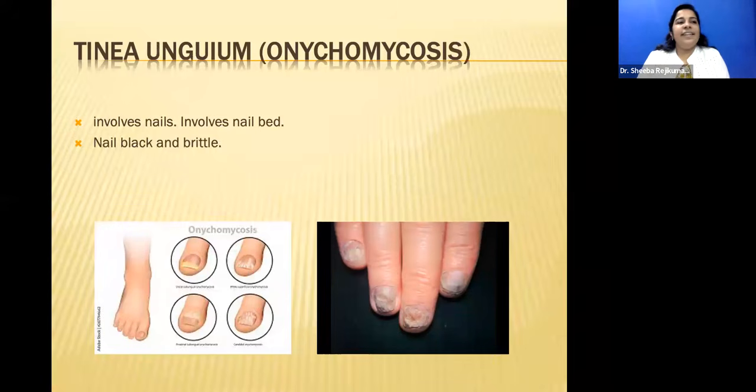And this is a case of tinea unguium, that is onychomycosis. Okay, onychomycosis involves nails, especially the nail bed. Okay, nail black and brittle. So if you're walking in a village area, or some remote area, you'll be getting a lot of such cases because you'll be dealing mostly with farmers. Okay, people working in the soil, so they always have these corrugated nails. It involves nail and nail bed, and the nail will be black and brittle.